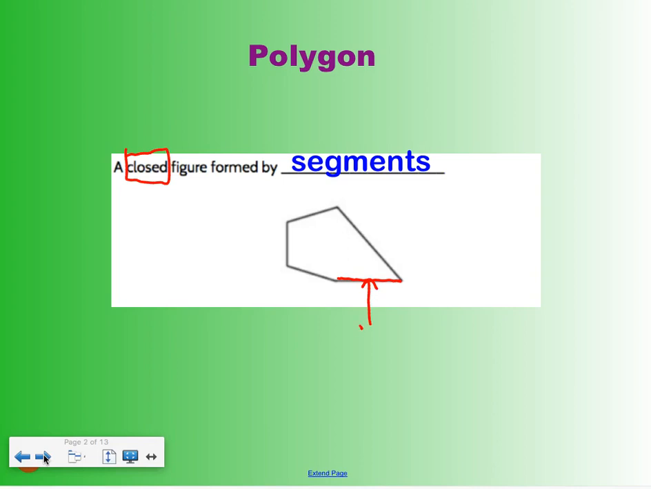Maybe you want to label this. That is a side. And then obviously here would be another side. And then where those two sides meet, we call a vertex. All right, so that is just our polygon. Polygons can be any shape, any amount of size. It doesn't really matter as long as it's formed by, again, straight sides.